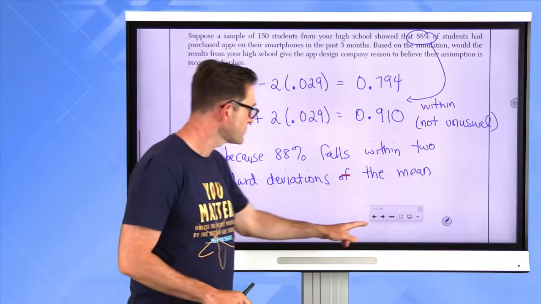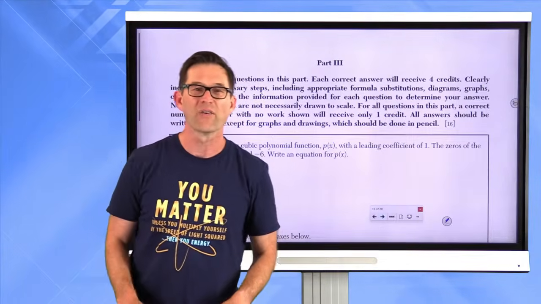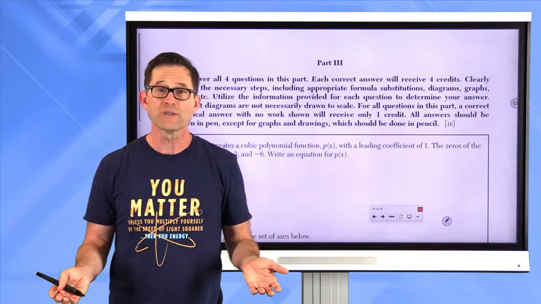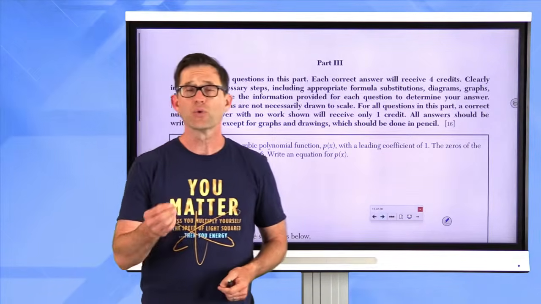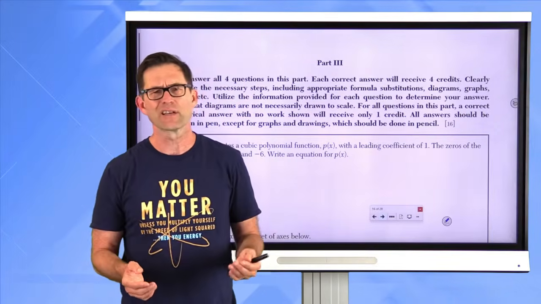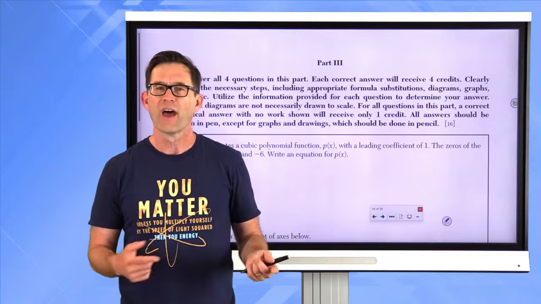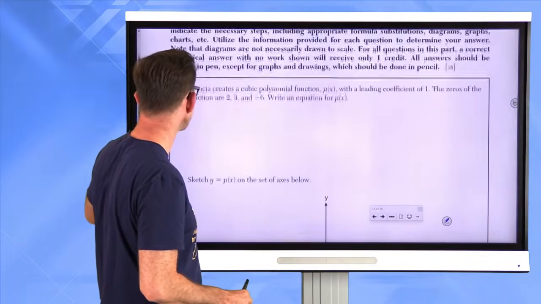All right, let's keep going. Now we're on to part 3. Okay, here we've got 4 questions. Each question will receive 4 credits. Now, sometimes the problems truly are 4-point problems, all right? And sometimes they're just a couple 2-point problems put together. And our first one is like that. Here we go, problem number 33.